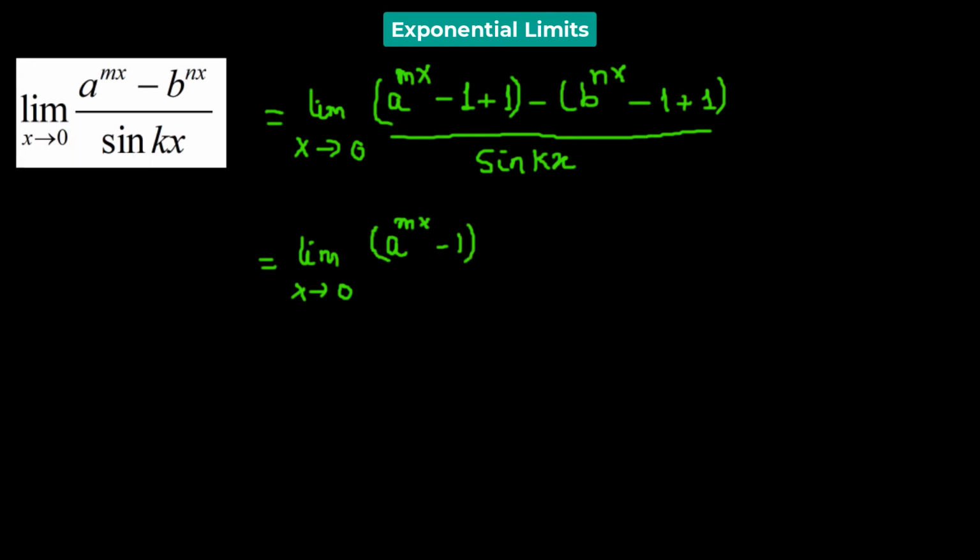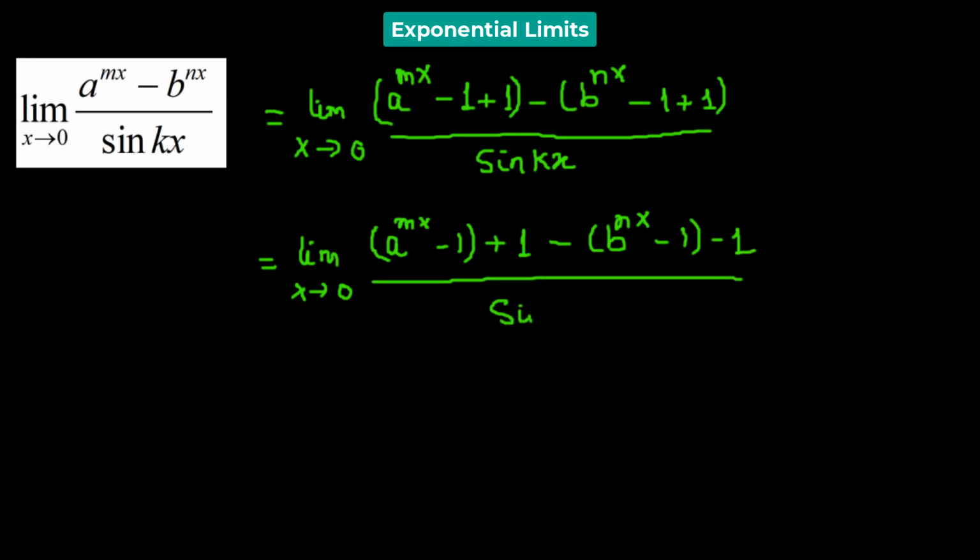Now we're going to take out the plus 1 and write it as a separate term. And similarly, we have b raised to the power of nx minus 1. This will be considered as a single term. And we take out the plus 1, so it's multiplied by a negative. So we have negative 1. So we have the whole divided by sine kx. So the plus 1 and negative 1 get cancelled, leaving us with two terms in the numerator.